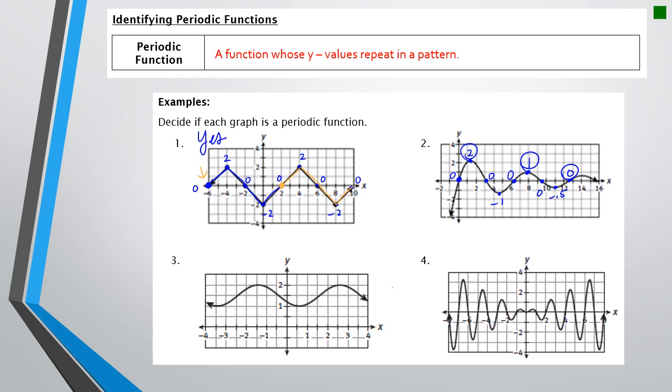So if I took this little section of the graph here and I shifted it over, it's not the same as this little section of the graph. They're actually different because their y values are different. So this one is not periodic. For number 3, this one is periodic. And you can do that by looking at those y values like we did before.